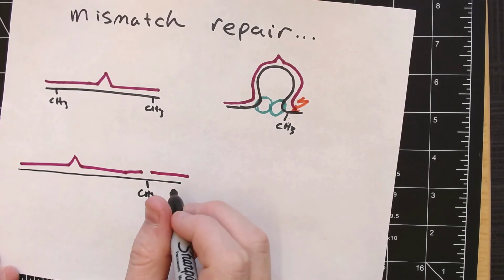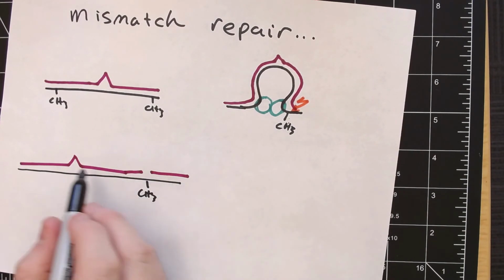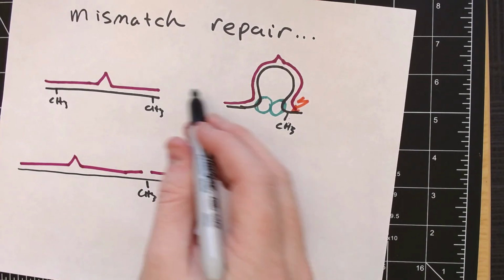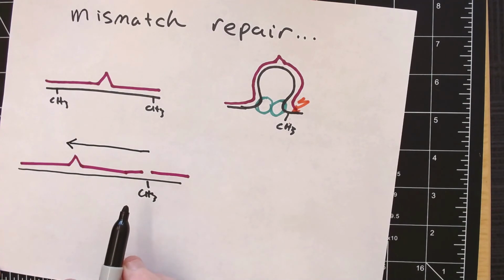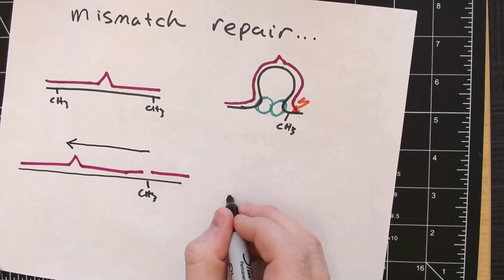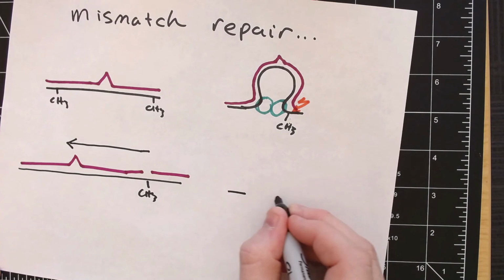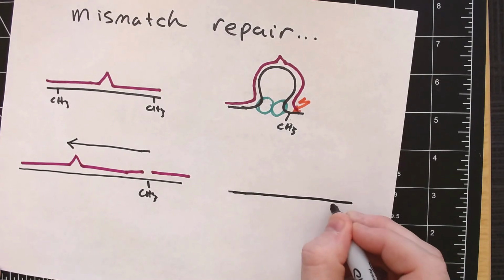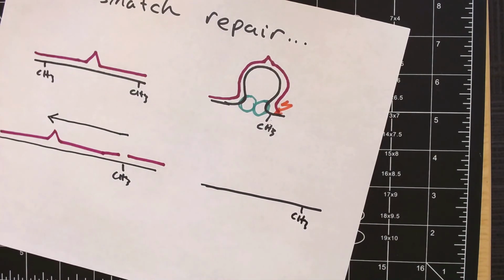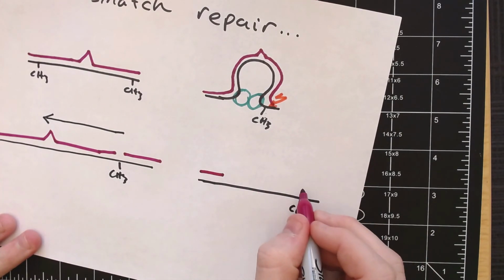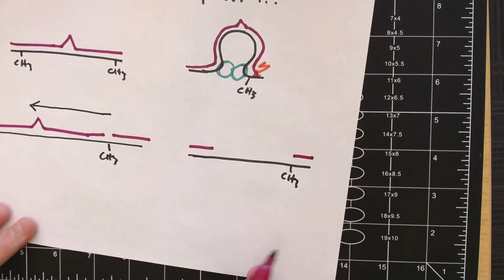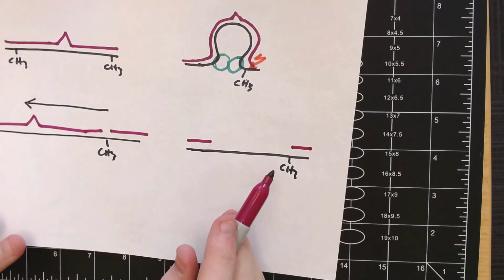Okay. And then the complex is going to chew back with an exonuclease activity until it gets to the mismatch. So now we are left with something like this here, where we've removed the mismatch. Okay, and we have this big empty stretch here.